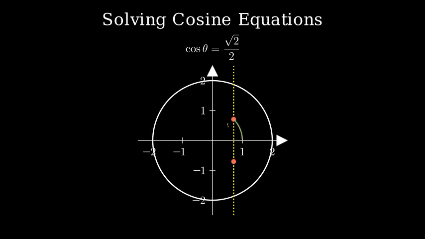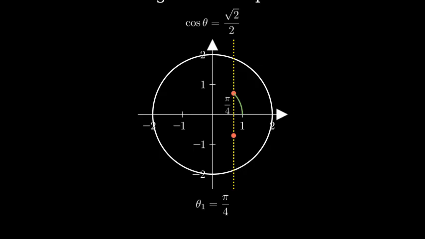When we move counterclockwise from the positive x-axis, we hit our first point at 45 degrees, or pi over 4 radians. At this point, both x and y coordinates are square root of 2 over 2.